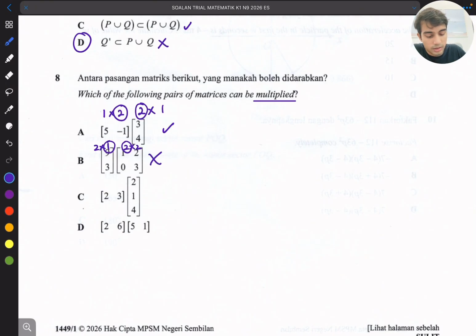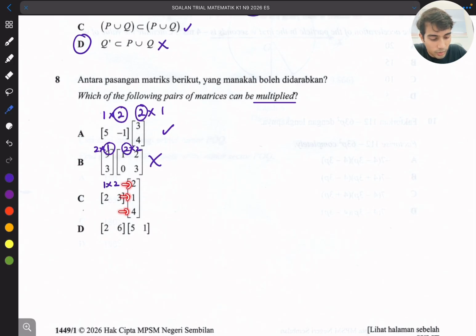Cannot. Here we have 1 row, 2 columns. So 1 by 2. And then this is 3 rows, 1 column. So it's 3 by 1. 2 and 3 not the same. Cannot multiply. Here we have 1 row, 2 columns. So 1 by 2. This is also 1 by 2. 2 and 1 not the same. Cannot multiply. Answer A.